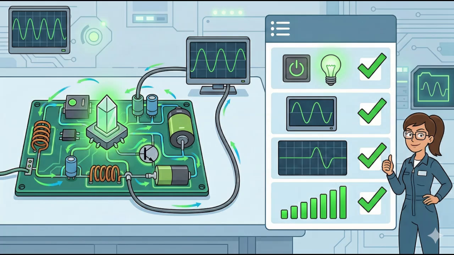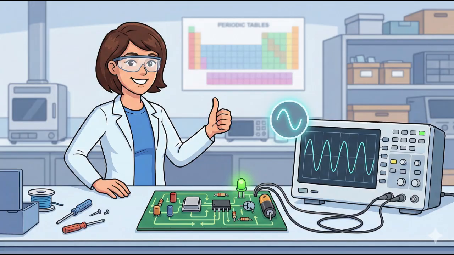Oscillators fail for clear reasons. Bias, gain, phase, components, and loading all matter. A working oscillator is the result of careful checks. Debugging is a skill, and it can be learned.